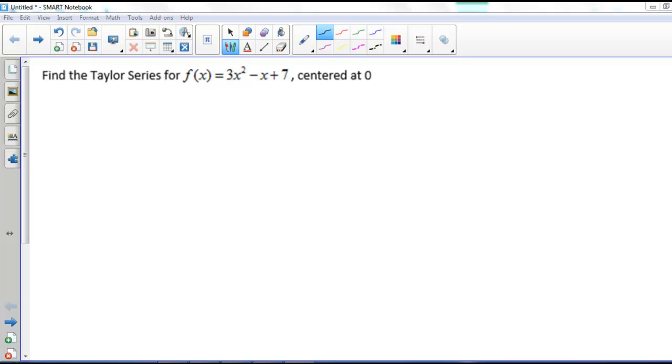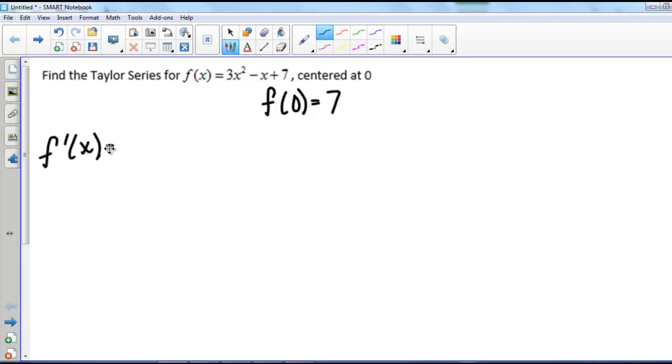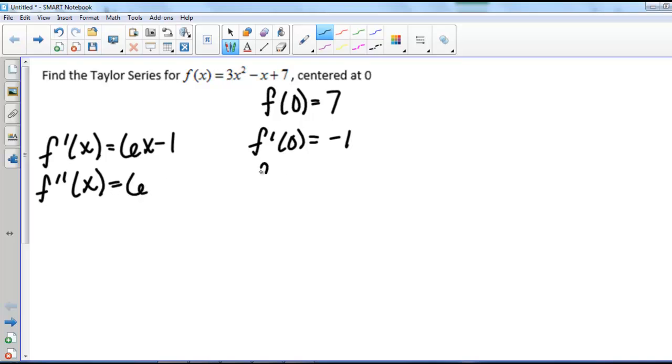We want to find the Taylor series for f of x equals 3x squared minus x plus 7 centered at 0. So we're going to start by finding f of 0. So f of 0 equals 7. And then we'll find f prime of x is 6x minus 1. F prime of 0 equals negative 1. Second derivative of f is 6, and f double prime of 0 equals 6.